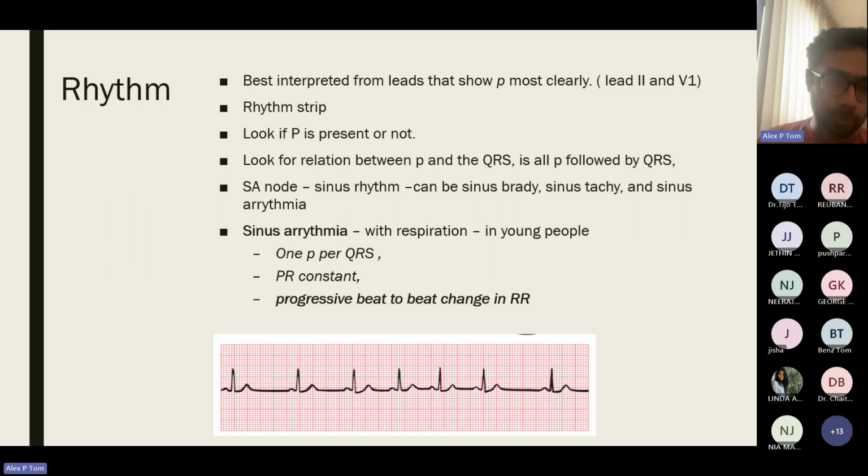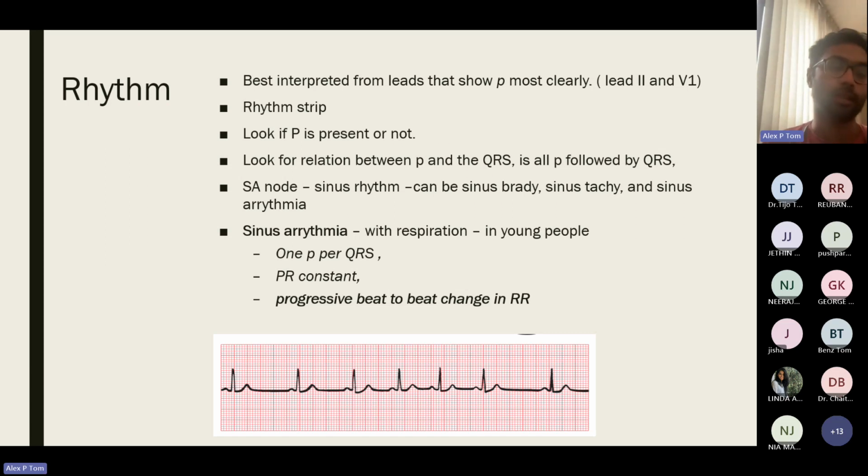And so when the P wave is there, the PR interval is constant, and all P waves are immediately followed by a narrow QRS complex, you can say the patient is in sinus rhythm. So the SA node is the boss, the SA node is creating the P wave. Whenever the SA node is the boss, you can say this is sinus rhythm.